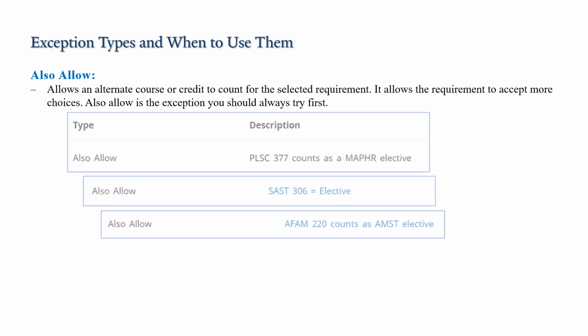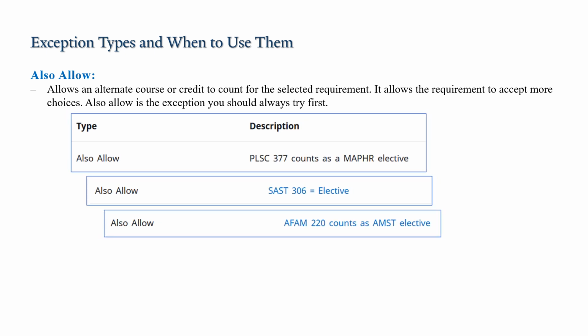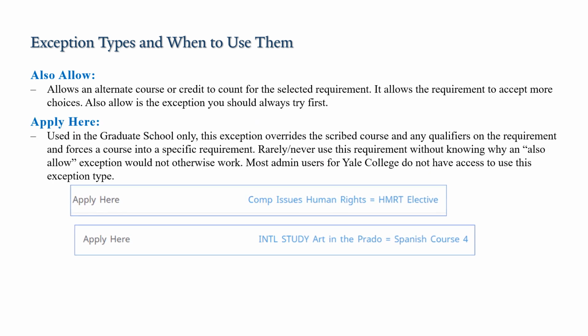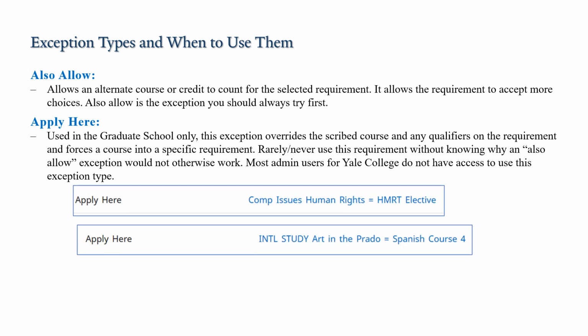Exception types and when to use them. Also Allow allows an alternate course or credit to count for the selected requirement. It allows the requirement to accept more choices. Also Allow is the exception you should always try first. Apply Here is used in the graduate school only.